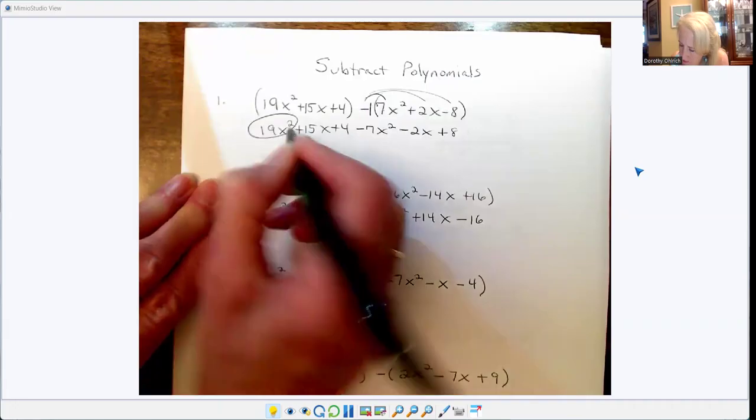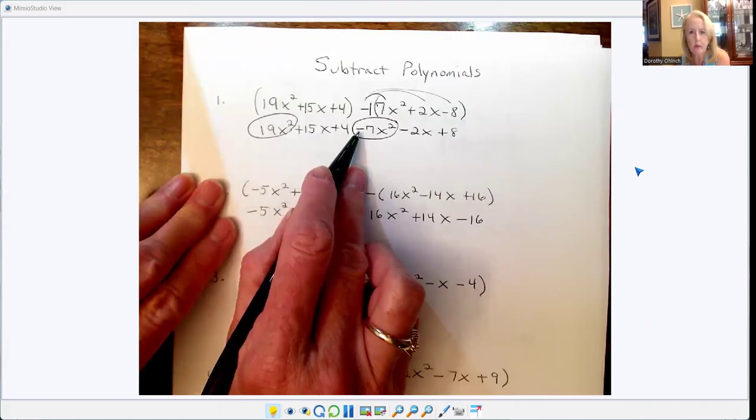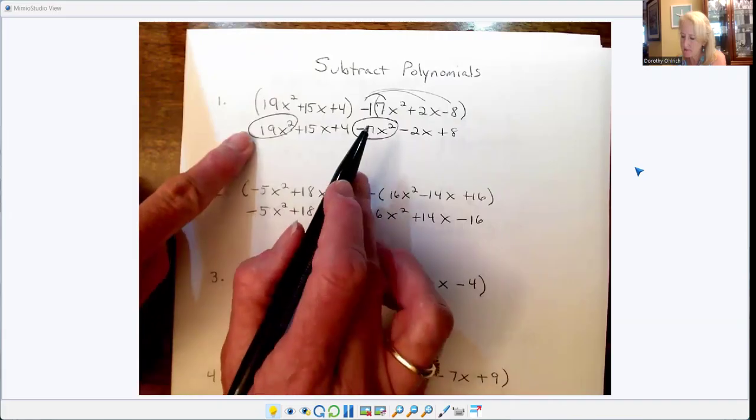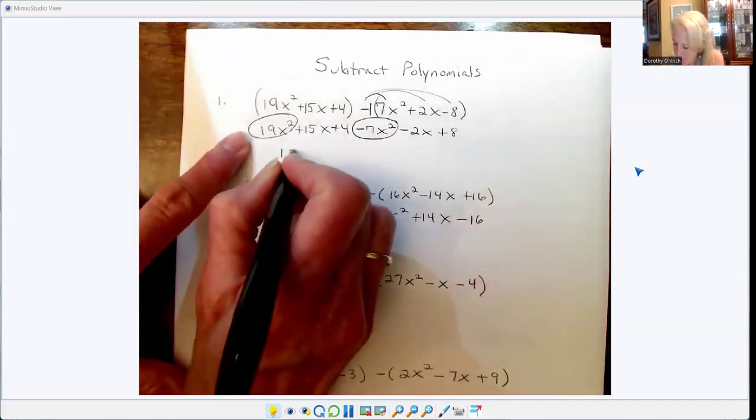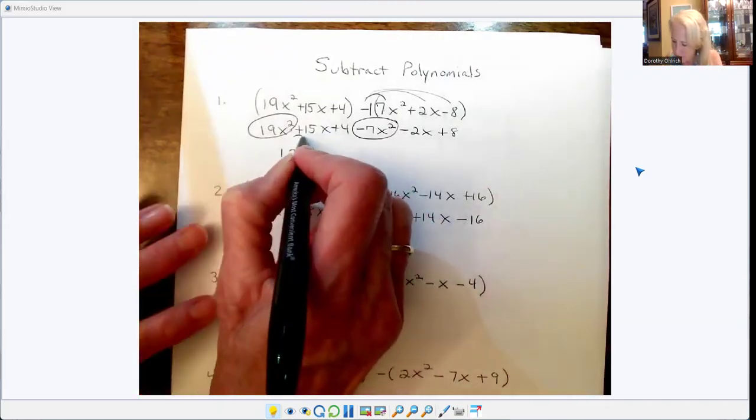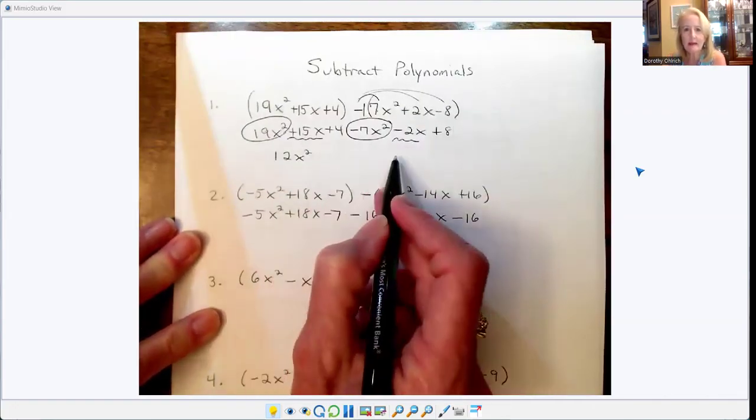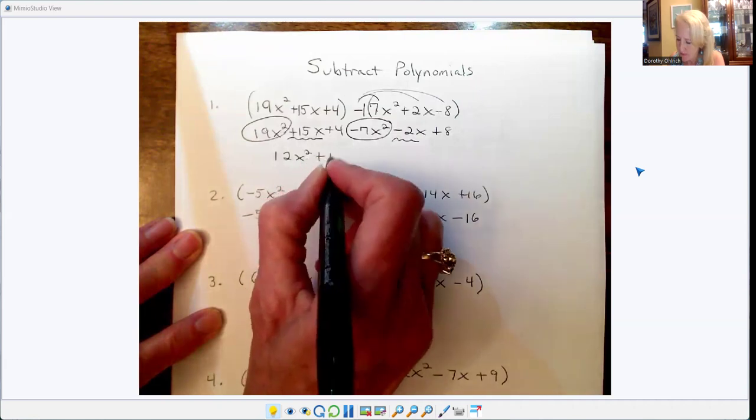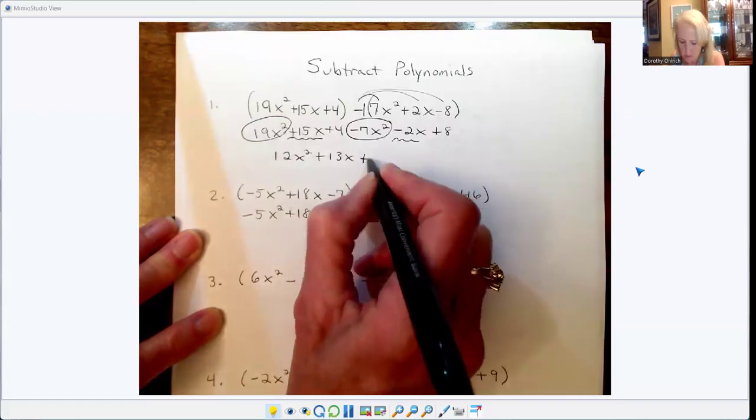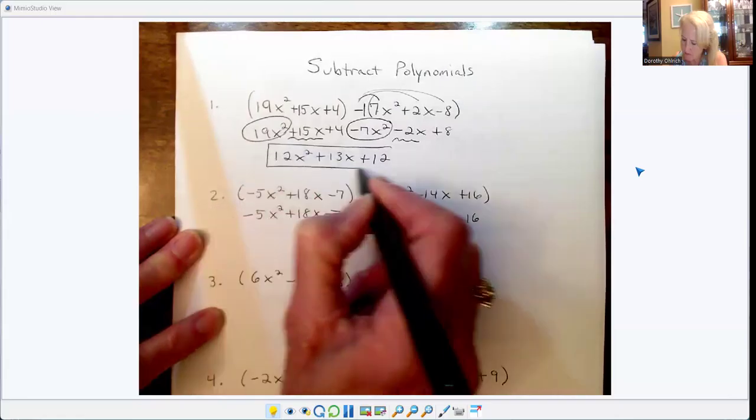I like to circle the x squareds, and notice I'm going to include the sign that's in front of it, whether it's positive or negative. There's no sign in the beginning, of course. So 19 minus 7 is 12x squared. I'm going to underline squiggly, because that's fun. 15x minus 2x would be positive 13x. And the last one's 4 plus 8 is 12. That should be your answer.